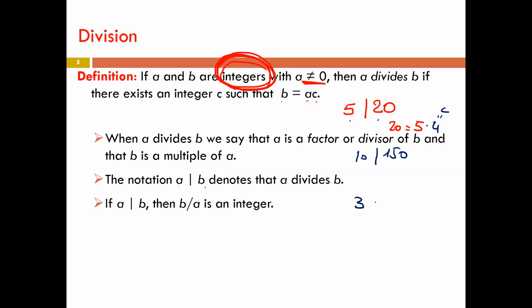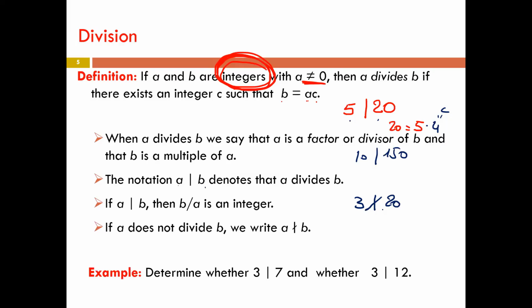However, 3 does not divide 20. We cannot find an integer such that 3 times this integer is 20. Such an integer doesn't exist, so 3 doesn't divide 20. Does 3 divide 7? Of course, the answer is no. Does 3 divide 12? The answer is yes. So 3 is a factor or divisor of 12.